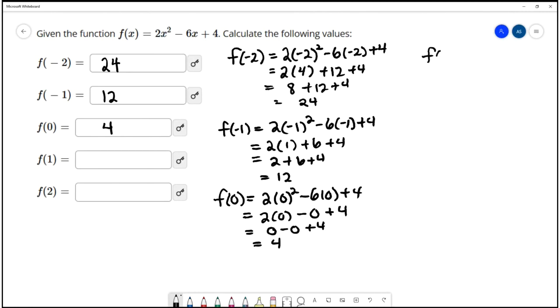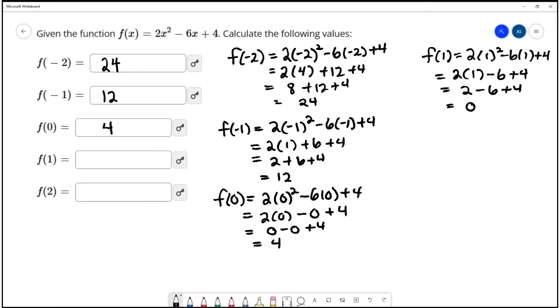Then we want to find f of 1. 1 is what we replace x with. It's 2 times 1 squared minus 6 times 1 plus 4. Apply the exponent first. 1 squared is 1. 6 times 1 is 6. We have minus 6. 2 times 1 is 2, minus 6 plus 4. 2 minus 6 is -4, plus 4 is 0.